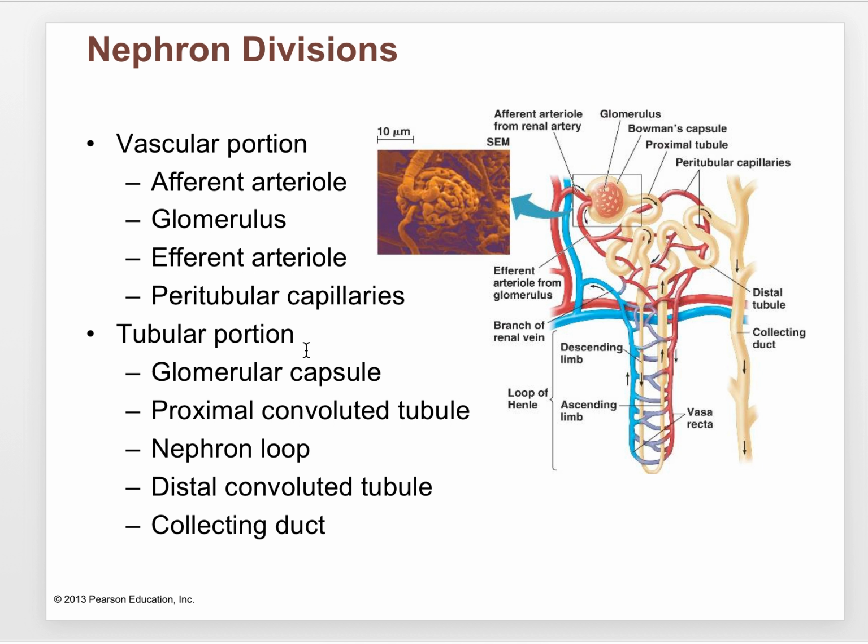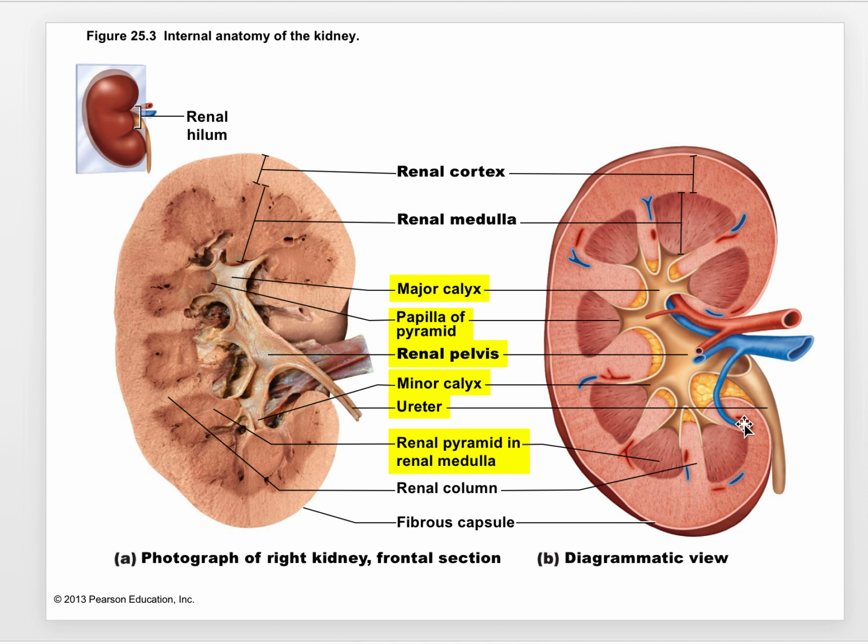The tubular portion consists of the glomerular capsule, then the proximal convoluted tubule, going down to the nephron loop, and then the distal convoluted tubule, and then finally the collecting duct. The collecting duct is what takes, by this time, this is urine, and it goes on out of the kidneys and is excreted through the urethra. These are just some of the anatomical structures inside the kidney.